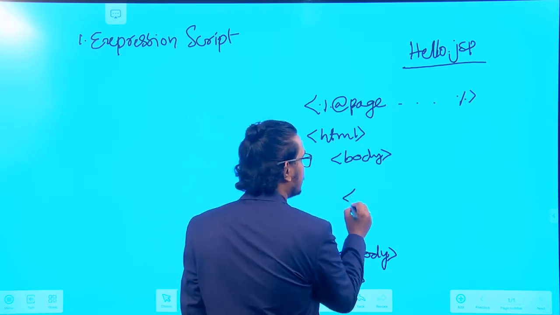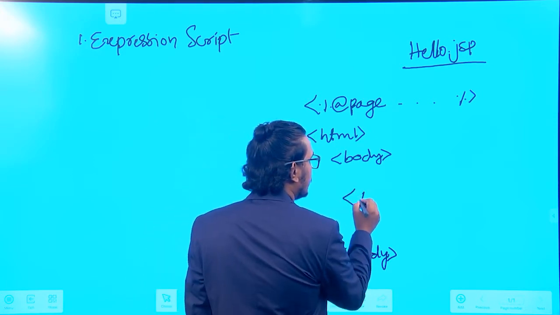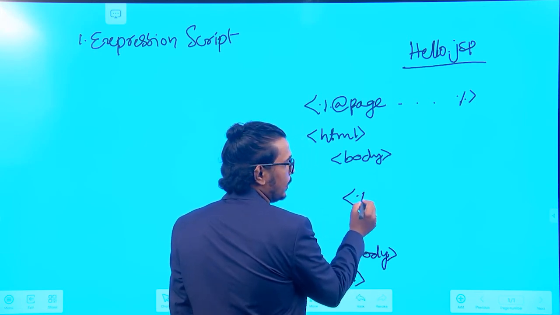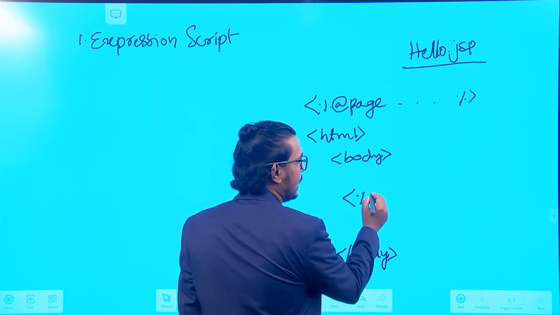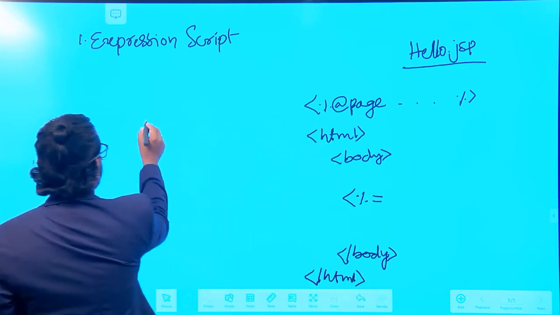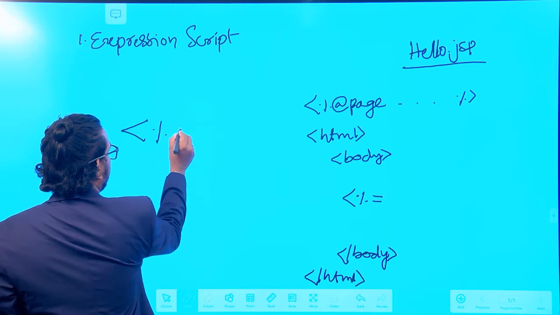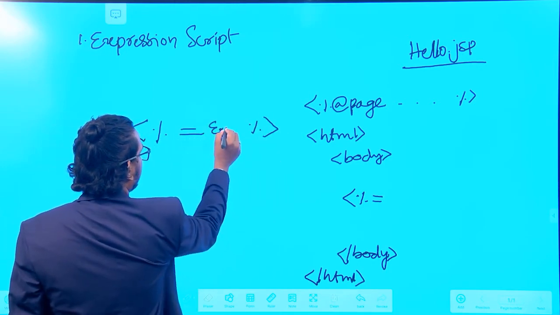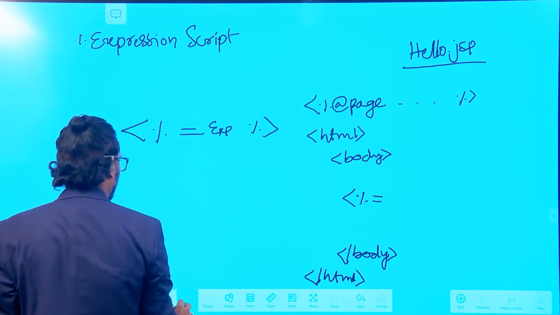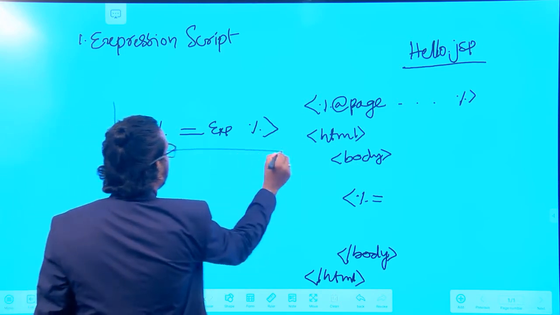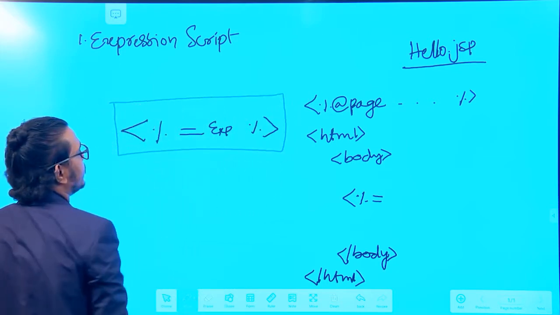For that expression scriptlet tag, we use the open angular bracket, and we have the percent symbol. After that, you have the equal symbol. This is called the expression tag. This is the syntax for the expression tag. So here you have to write the expression.